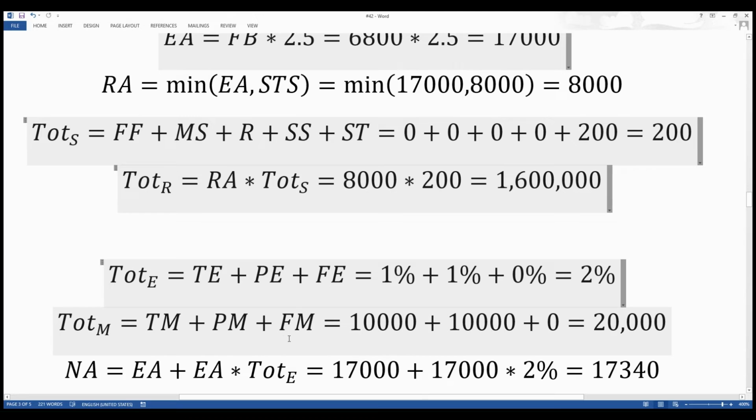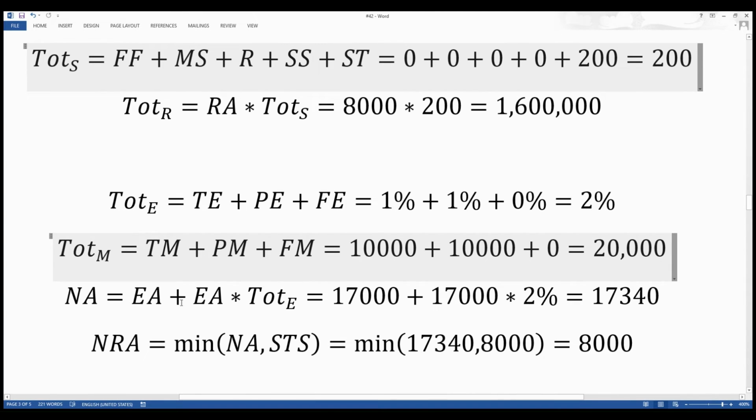And the total maintenance will be 10,000 plus 10,000, 20,000. Okay, these maintenances I got from the newbie guide. Later I will show you how to get there. I showed you before, but I'll show you again. After we have that, we can calculate the new expected attendance, which in this case should be 17,340 supporters. But once more, since the stadium is just 8,000 seats big, the new real attendance will be just 8,000, just as before. Okay.